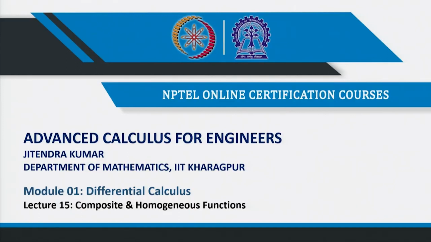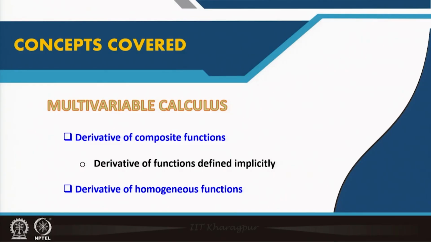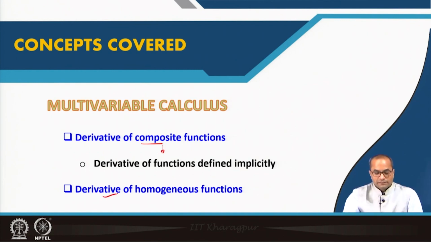So, welcome back to lectures on advanced calculus for engineers. This is lecture number 15 and we will be talking on the composite and the homogeneous functions in this lecture. So, in particular we will be looking at how to find the derivative of composite functions and the derivative of functions defined implicitly, that will be a part of these composite functions itself, and then we will go through the derivative of homogeneous functions.